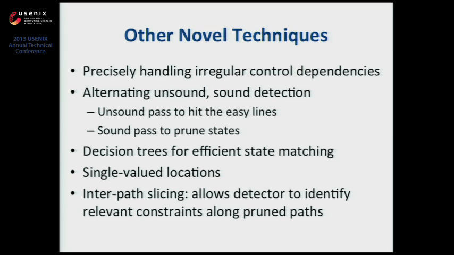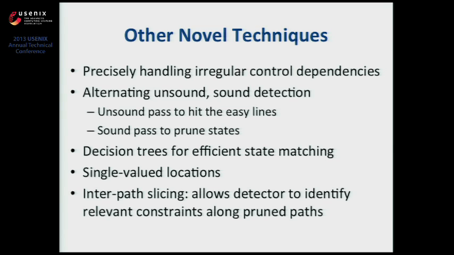So there are a number of other novel techniques that are discussed in the paper that I'm not going to have time to discuss now. For example, there are these complex dependencies called irregular control dependencies that show up when you have embedded halts. So these are just like exit statements that occur randomly in the code or at arbitrary points in the code.